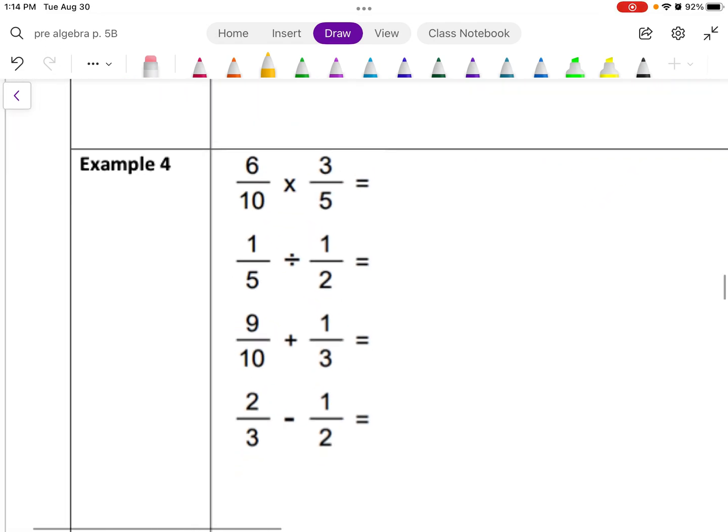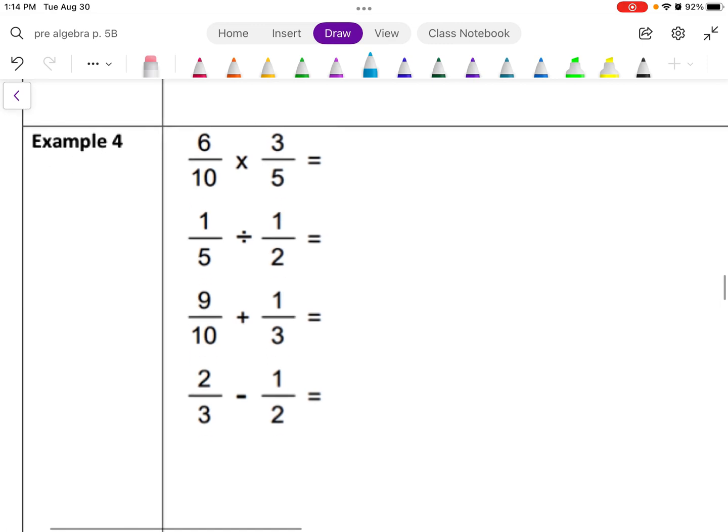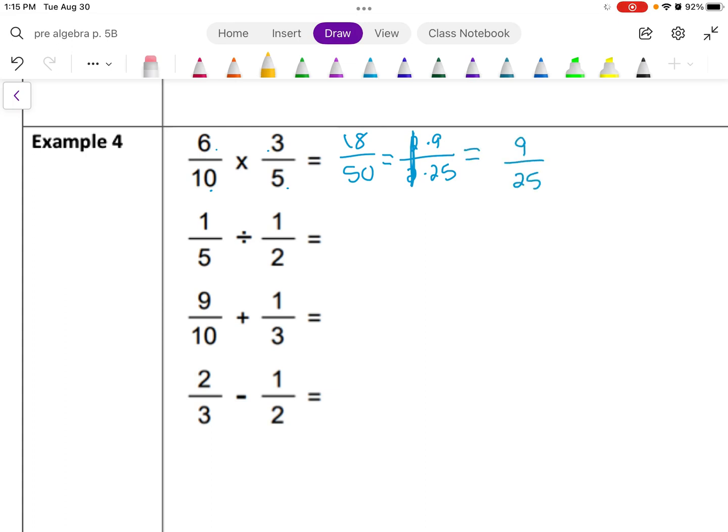All right, let's try a couple more here. Again, multiplication. We've got 6/10 times 3/5. Well, 6 times 3 is 18. 10 times 5 is 50. They're both even. So 2 goes into them. 2 times 9 is 18. 2 times 25 is 50. 2 simplifies out, so we're left with 9/25. Nothing goes into 9 and 25. That's how we know we've completely simplified.